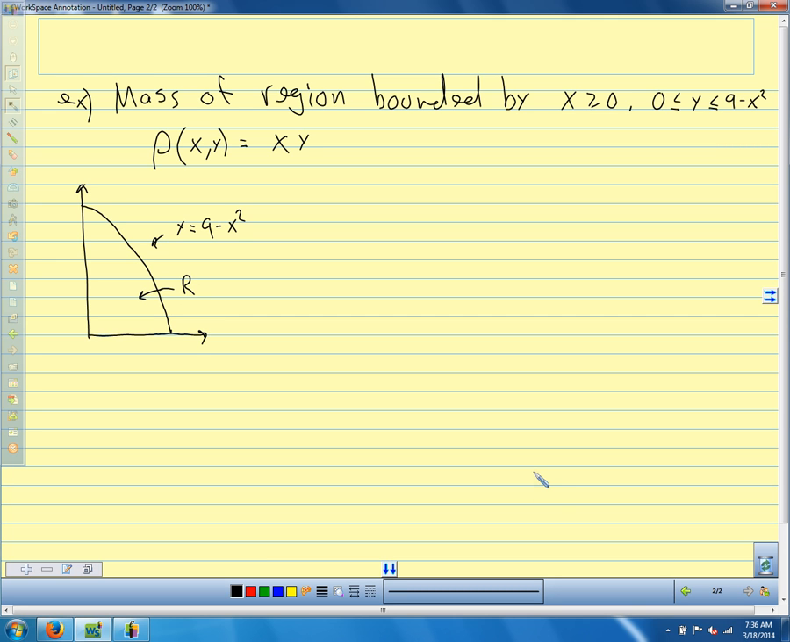So we can set up our double integral. This is not too bad of a double integral. So our mass is going to be the integral. Which way do we want to set our integral up? Vertical. So our little rectangles are going to go this way.